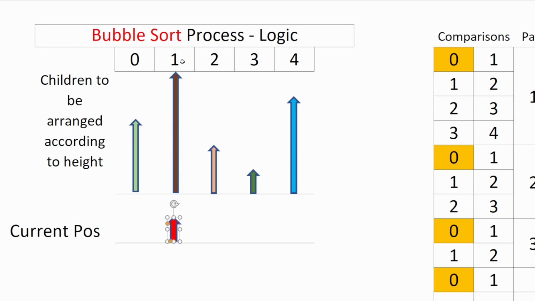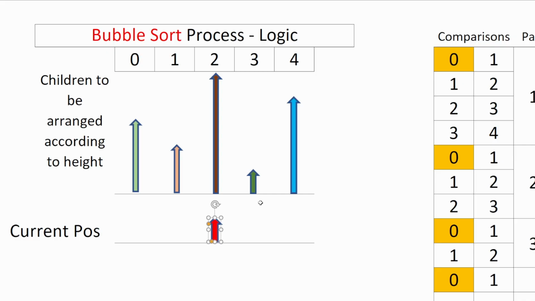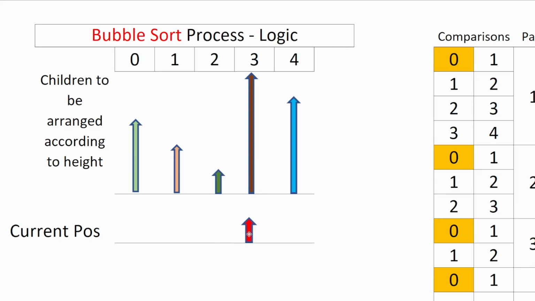I'm now standing beside child number 1 and I compare child number 1 and 2, and we figure that they are also not in order, so we exchange them. Once this swap is done, we move forward. I'm now standing beside child number 2 and we find that these two children are also not in order, so we swap them. Child number 2 and 3 are swapped, and now I'm standing beside child number 3. They are also not in order, so we exchange them. Okay, we've swapped them.